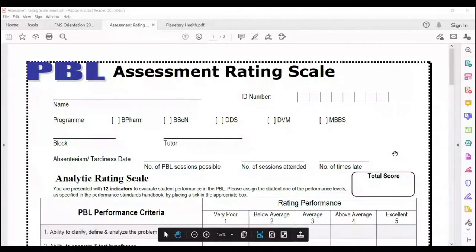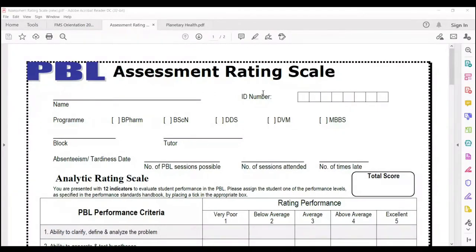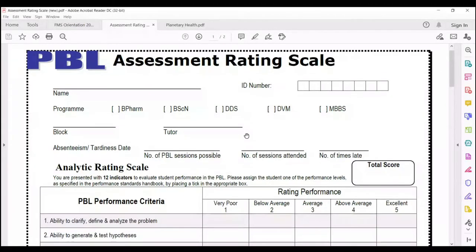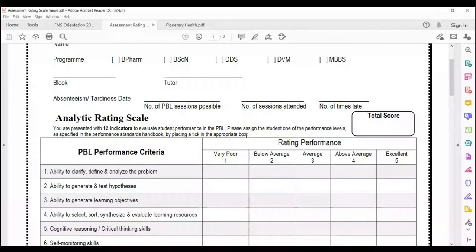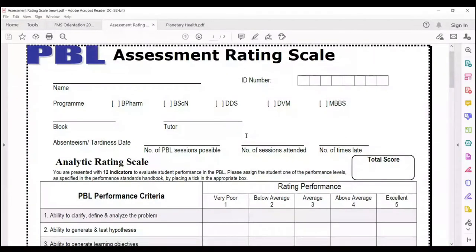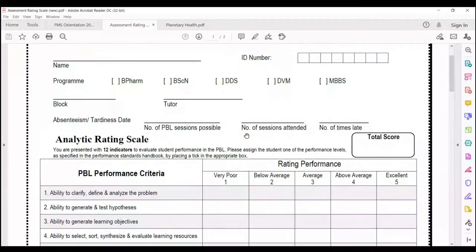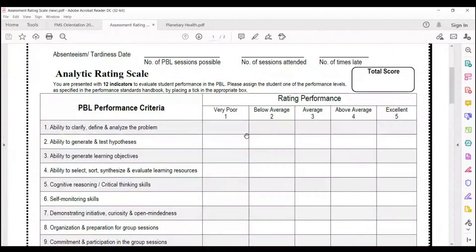So here is a PBL assessment rating scale. This form is available online and you can have a look at it online also. We will provide the link. So these are the different criteria we have here, and you are going to be assessed on these criteria. You see, all the different programs are listed here and PBL assessment is done here.